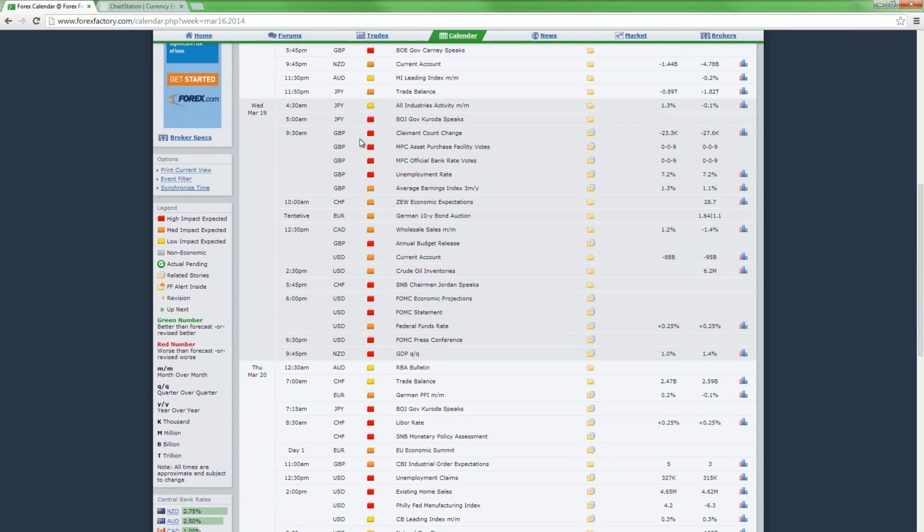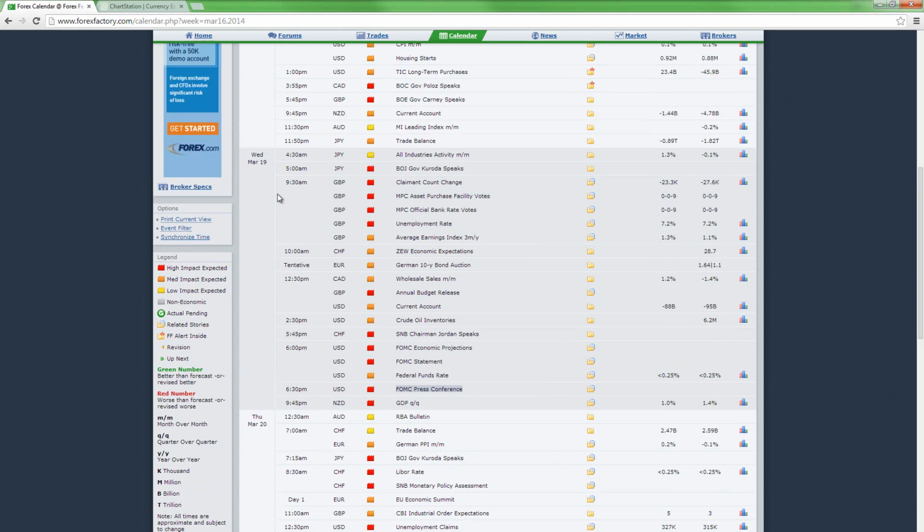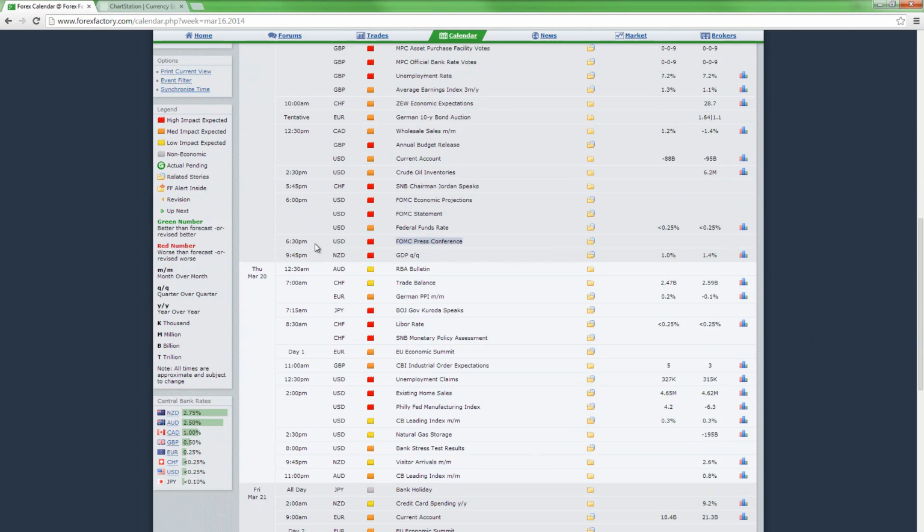Wednesday, you see this enormous amount of announcements on the pound and on the dollar and the New Zealand dollar. FOMC press conference always delivering a lot of liquidity. So both Tuesday and Wednesday will deliver a lot of movement on the chart, no question about it.